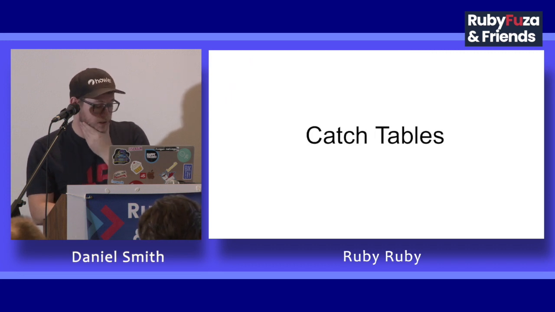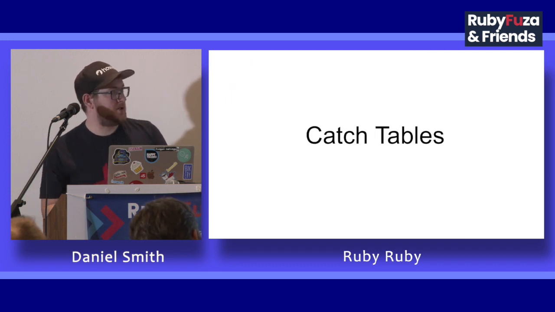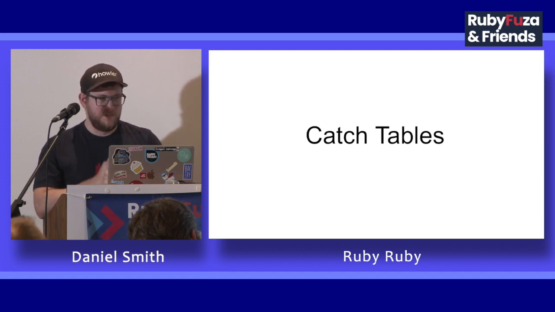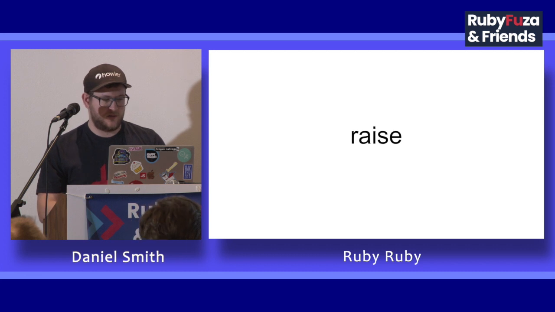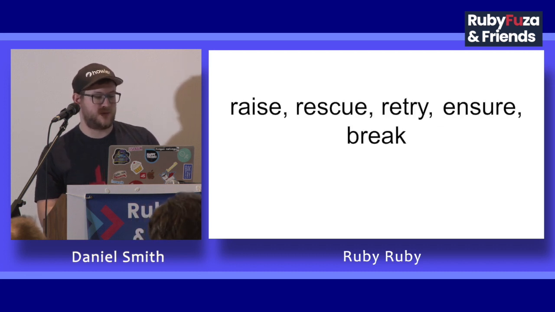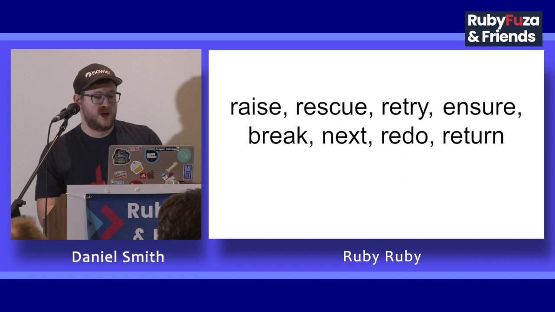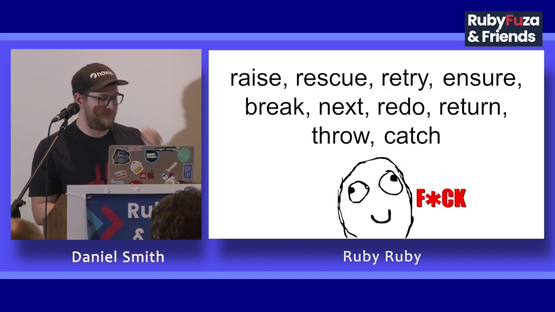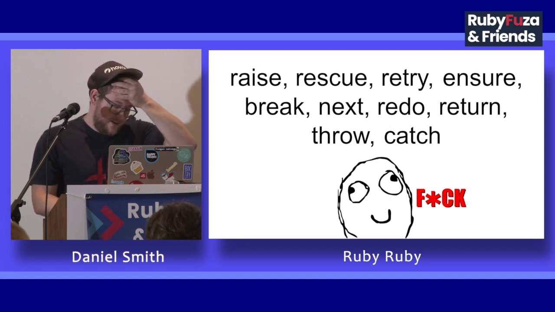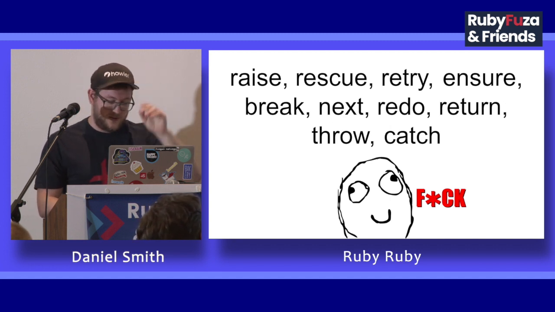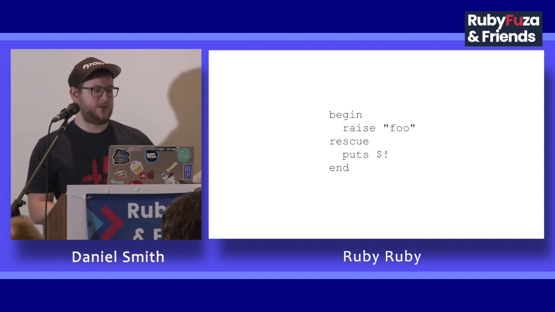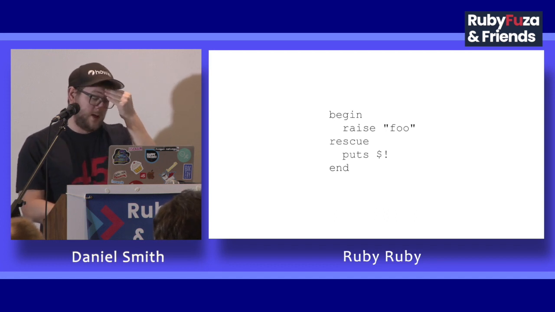All right, cool. And then lastly, we have something called catch tables. Catch tables are the mechanism which defines raise, rescue, retry, ensure, break, next, redo, return, throw, and catch. Okay, all right, no, we can do this. Let's do a really, really basic example. Begin, raise foo, rescue, and just puts the exception. All right, this shouldn't be too bad. Let's compile it.